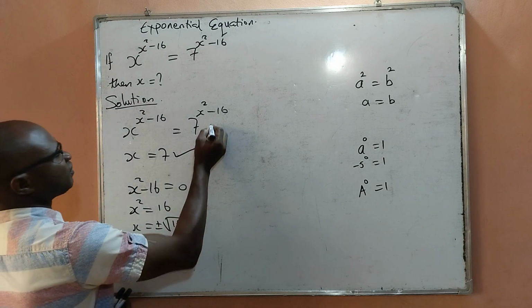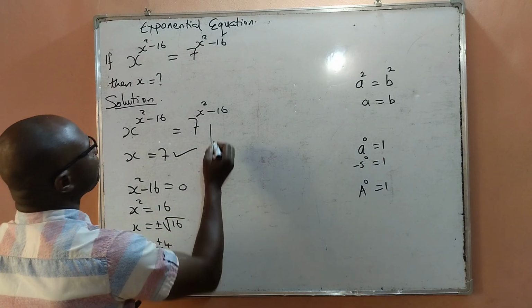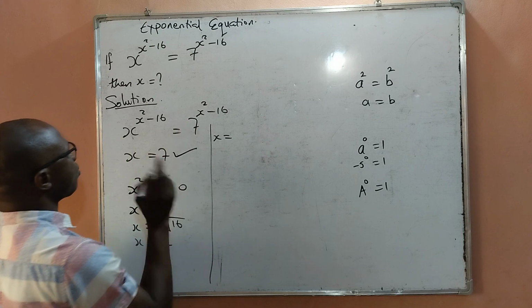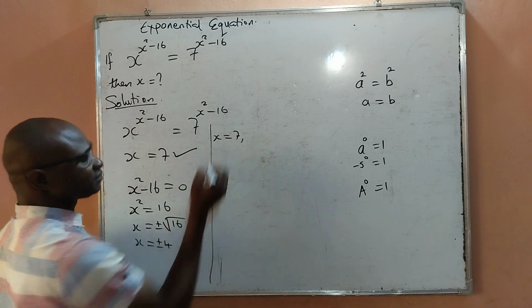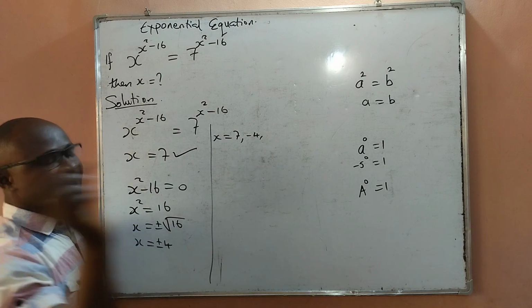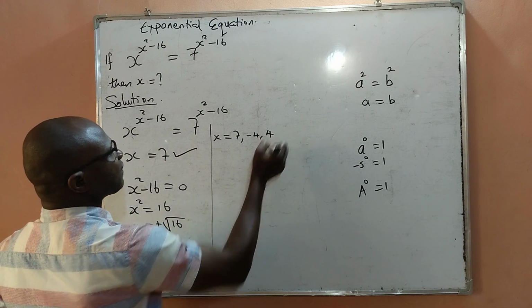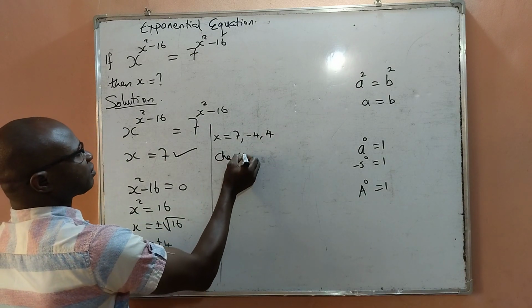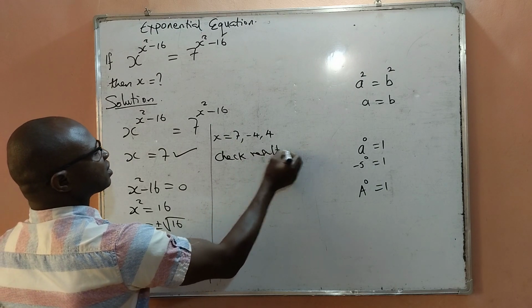In conclusion to this video, as a brief one, you can see the values of x are three. The first one is 7. The second value of x is minus 4. And the third value of x is 4. A quick one, check result. Let us see.